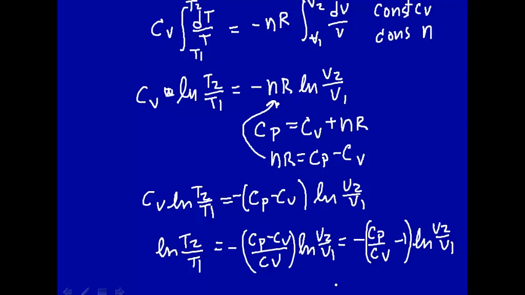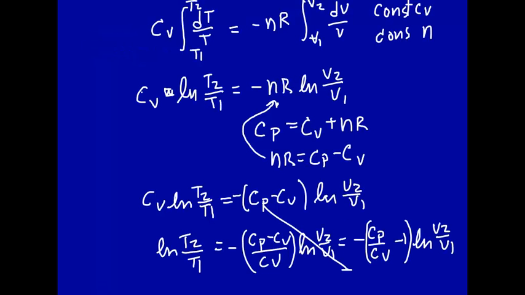And now let's use a different symbol here. I'll just rewrite this equation up here. So we have natural log of T2 over T1 equal to minus. Let's use the symbol gamma for the ratio of heat capacities, Cp over Cv. Why are we using gamma? Well, that's what everybody else uses.